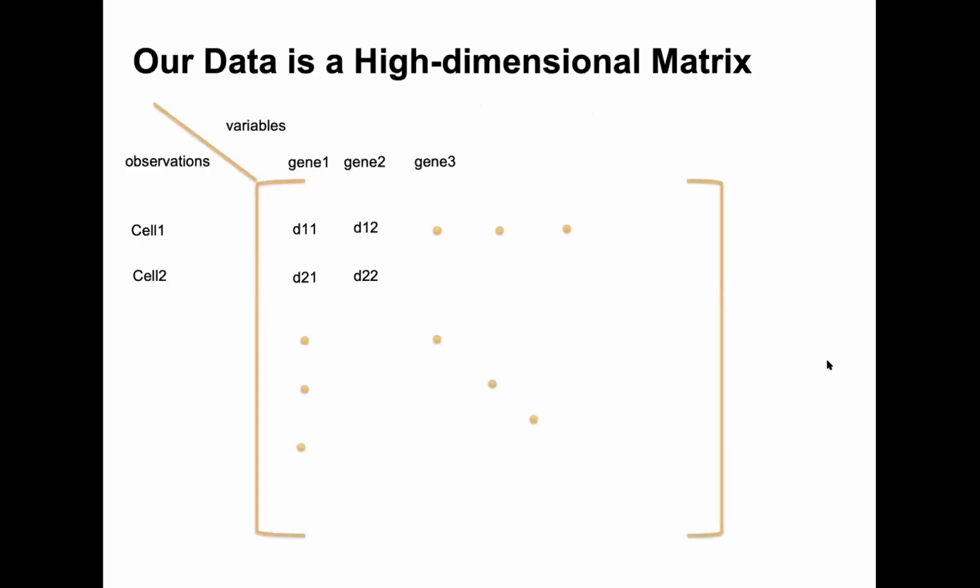When we talk about our data being a high dimensional matrix, or our data having high dimension, what we're talking about is there being a number of columns here. Each column is a gene that's measured. And in another kind of single cell data, like ATAC-seq data, it could be different. It could be that each column is a chromatin location.